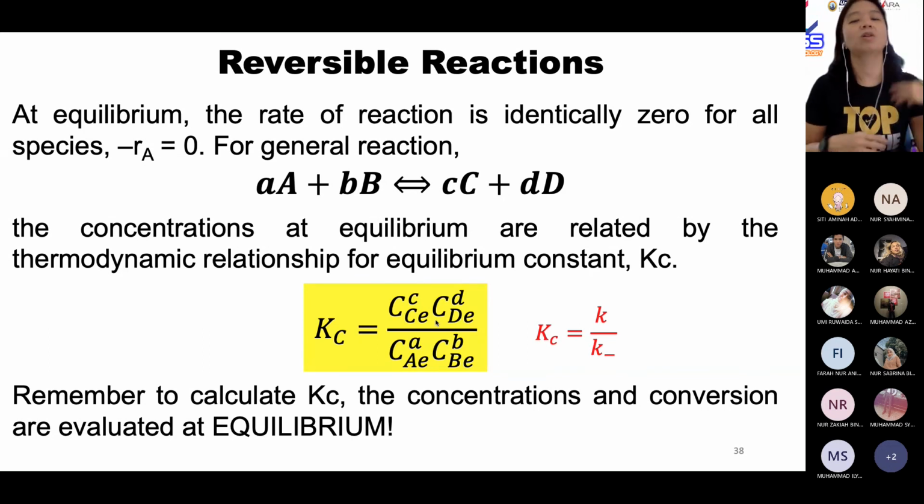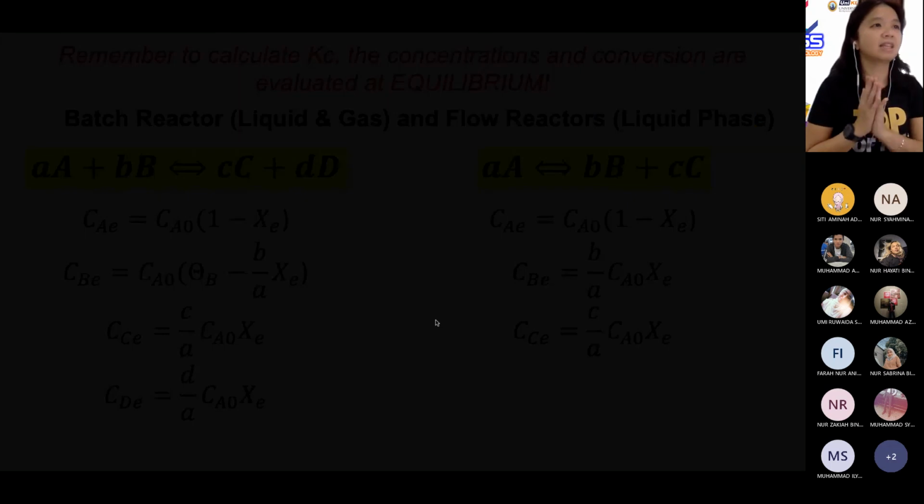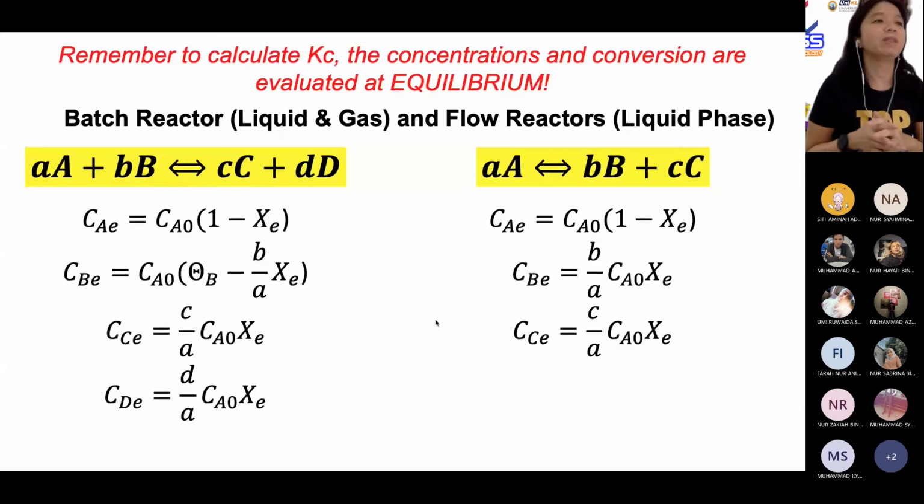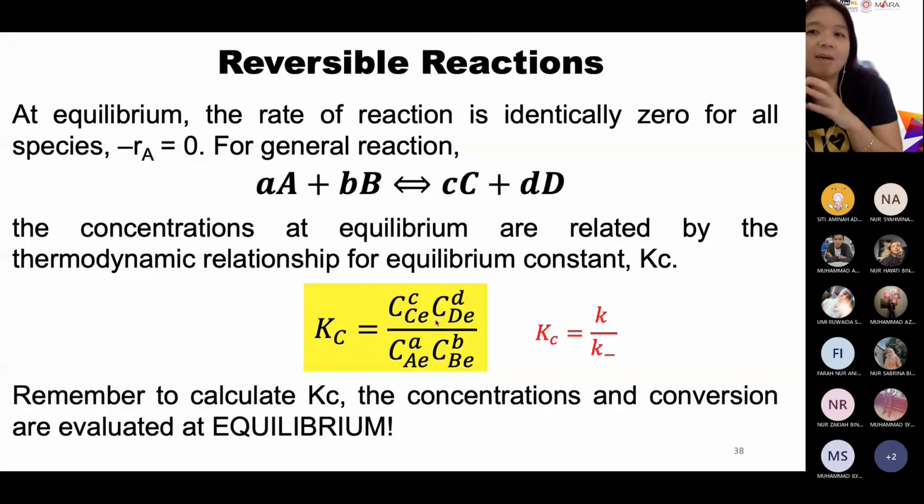So sekarang kamu belajar pula satu lagi constant yang baru, equilibrium constant, Kc. So Kc ni kamu kena ingat, kalau dia reversible reaction, barulah muncul Kc. Kalau tindak balas dia irreversible reaction, Kc tu takkan ada. Okay, right. So tu dah settle untuk part Kc. Okay, now next one. Okay, tambah satu lagi pening dia.